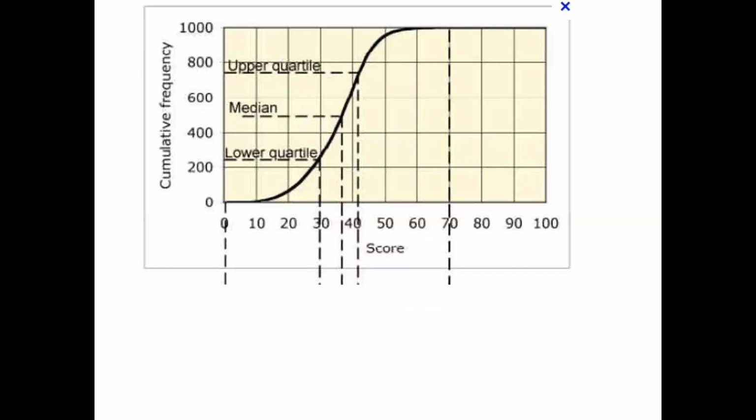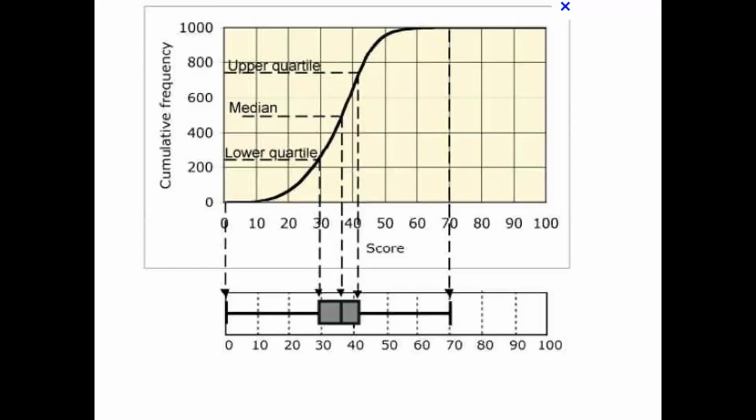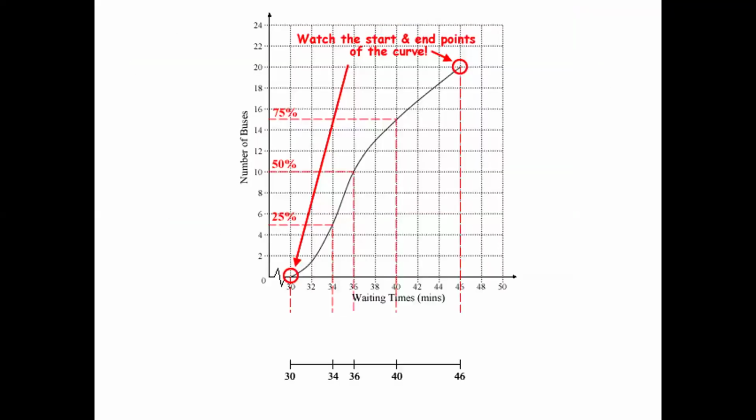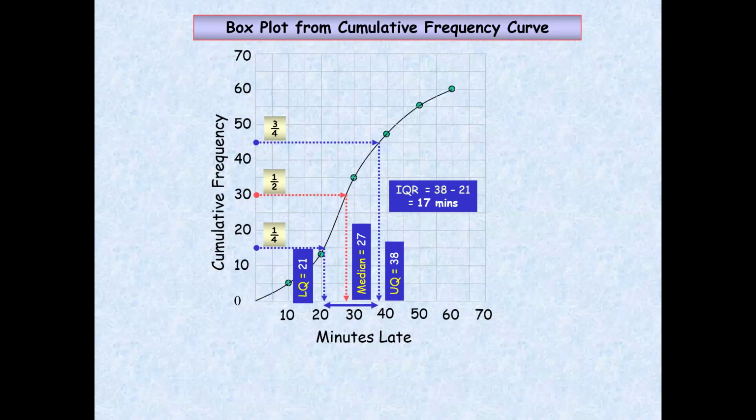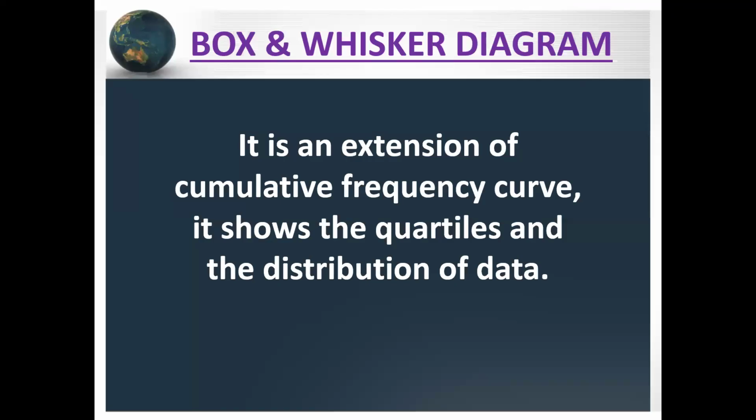Look at this. This is my cumulative frequency curve. I extend it downward. The important positions: lowest value, lower quartile, median, upper quartile, maximum. You connect it down. This is called a box and whisker diagram. So after giving the heading, you have to copy this.